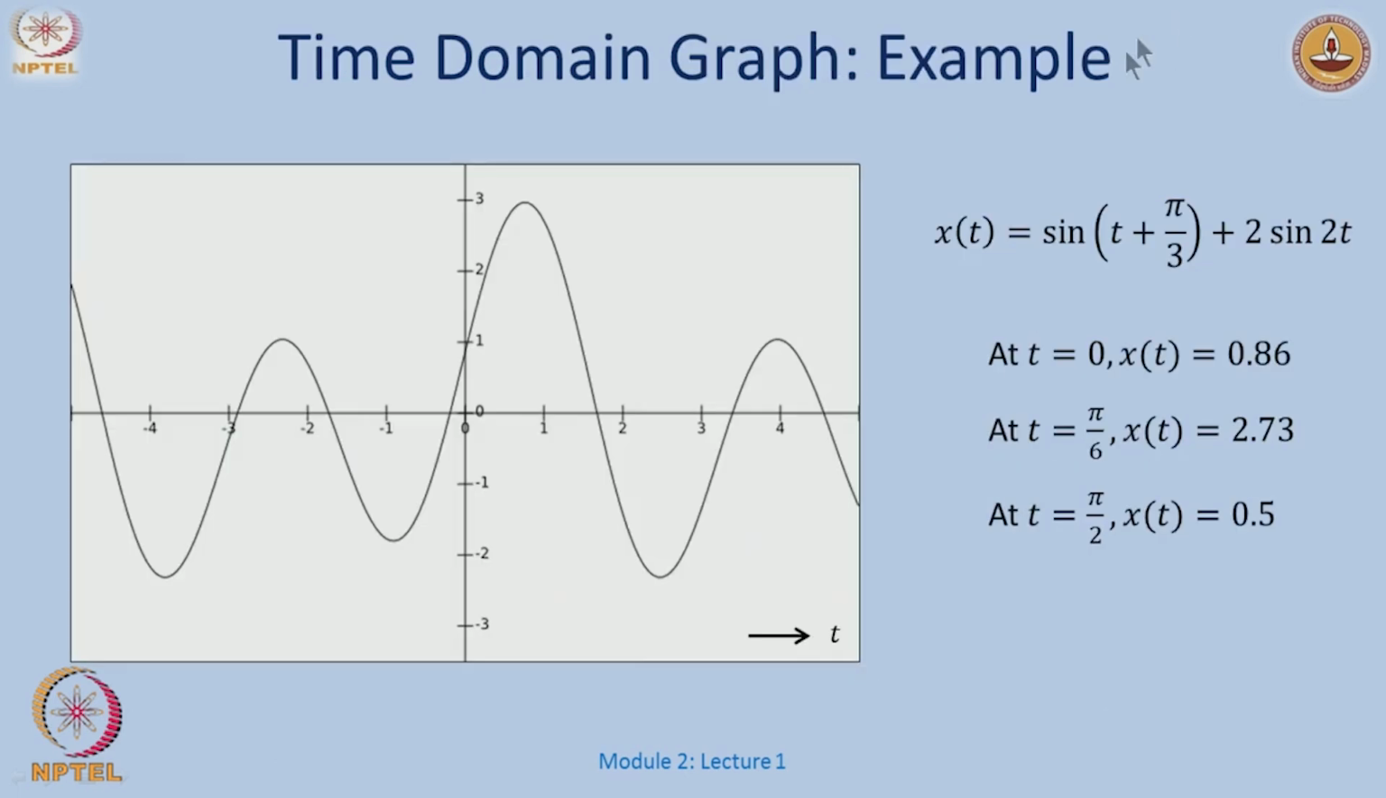Let us take a very simple looking signal x of t, which is the addition of two signals: sin(t + pi/3) plus 2 sin 2t. At t equal to 0, the second term goes to 0, and I am looking at sin(pi/3), which gives a certain value. At t equal to pi over 6 the value becomes 2.7, then at t equal to pi over 2 and so on, and I can get this nice looking graph over here.